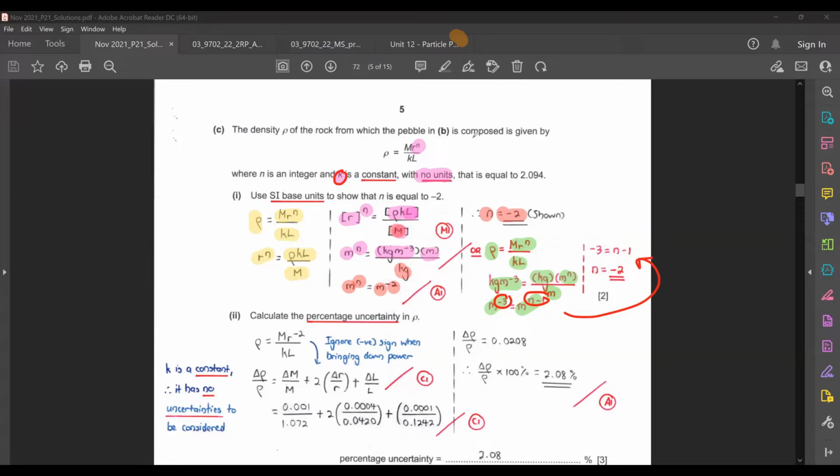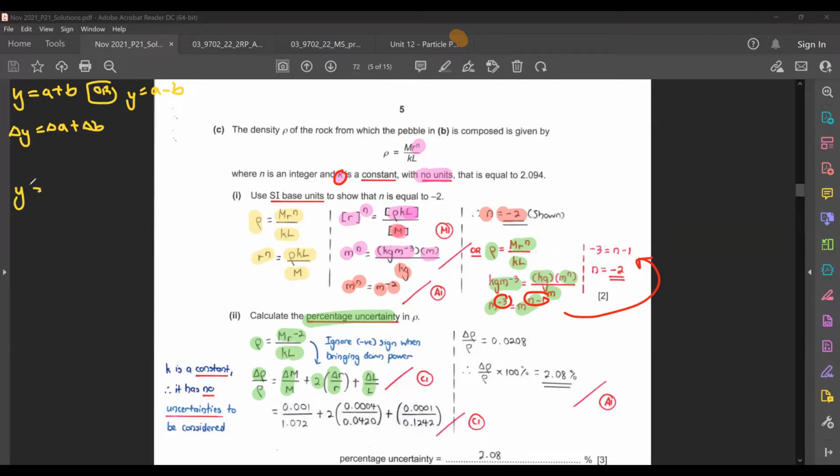Okay, then after that, we go to the part where you're supposed to calculate the percentage uncertainty in rho. Okay. So in my case, rho is mr power -2 divided by kl. This one would be the resulting expression. So a little recap of what you learned in uncertainties chapter last time. In general, if you have y equals to a plus b or y equals to a minus b, you're going to get delta y is delta a plus delta b only.